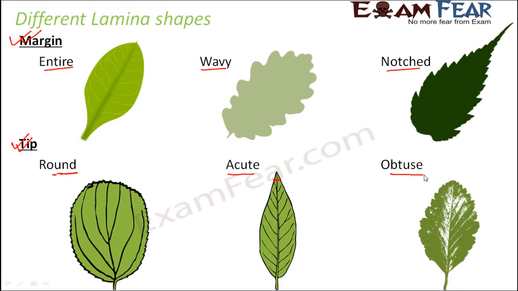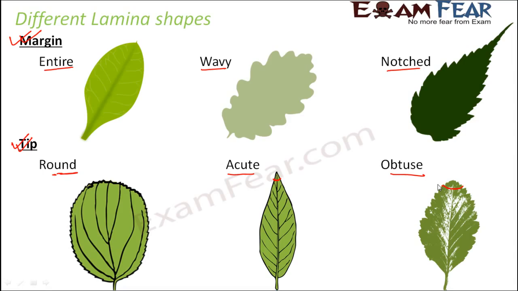Obtuse lamina, that means this is not going to be very pointed. Here if you look at this angle, it looks quite large, right? So it resembles to some extent the obtuse angle, and that is why it is given the name of obtuse. So these are the different names which are given to the different shapes of the lamina depending upon the margin of the leaf and the tip of the leaf.